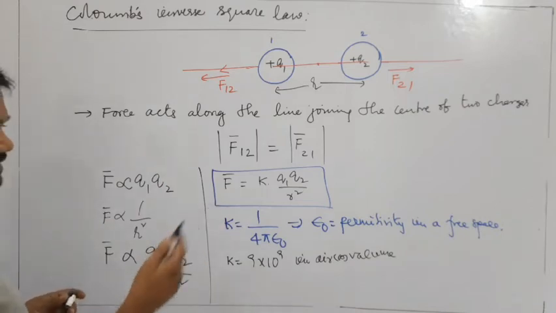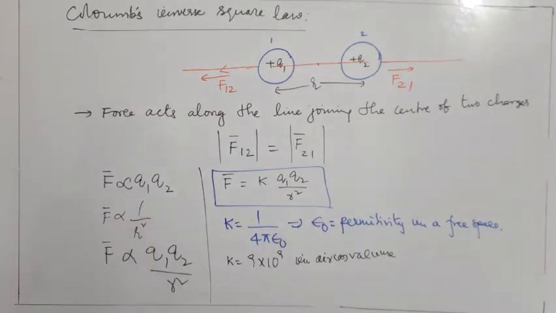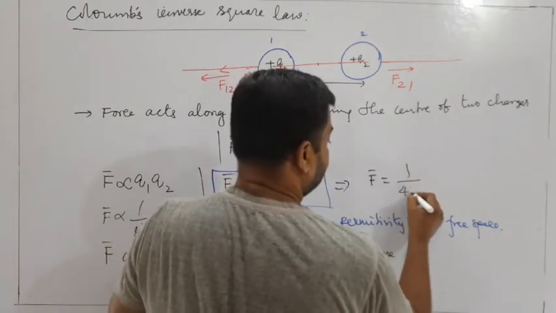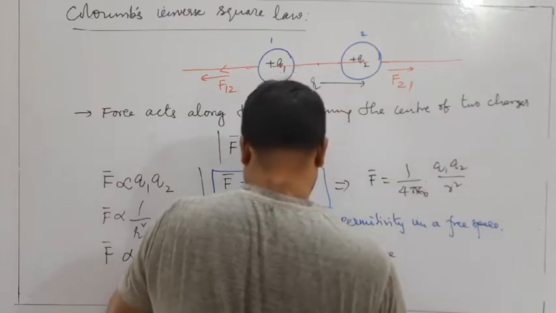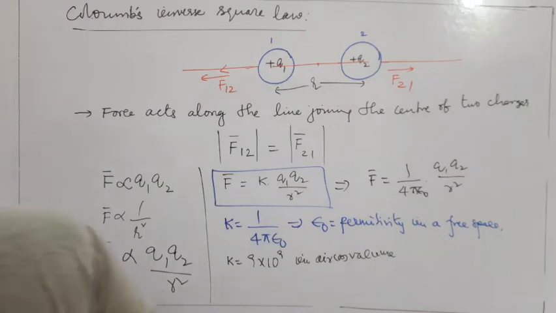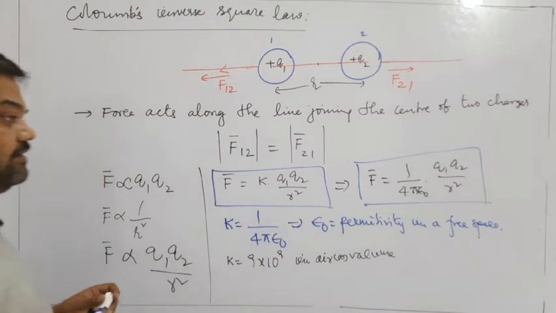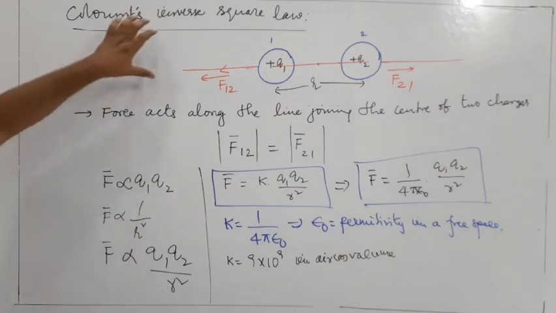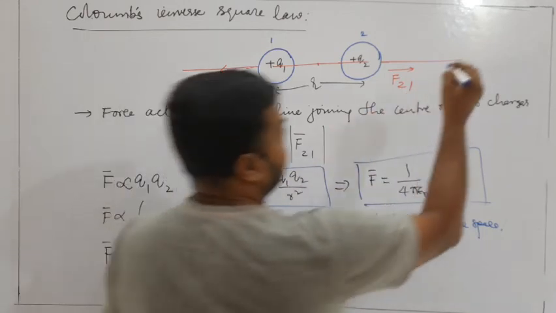And epsilon naught is the permittivity in free space. Okay, like this we can finally conclude the value. And here if I want to write, F is equal to 1 by 4 pi epsilon naught into q1 q2 by r square. This is about Coulomb's law. Okay, 1 by 4 pi epsilon naught q1 q2 by r square. దీన్ని మనం Coulomb's law అంటాం. Why can we call it Coulomb's inverse square law? Because you know that here we have written F.